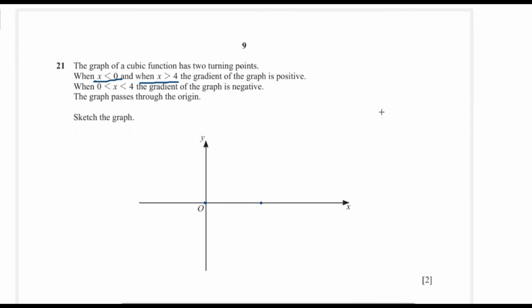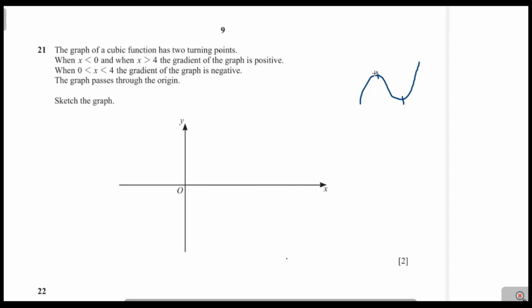Sketch the graph. Firstly, we draw a rough cubic graph. Now you can see here are two turning points. The gradient of the graph before this turning point is positive. Now you see here we take a tangent at this line. The gradient of the graph will be positive, and same here, after this turning point the gradient of this graph is also positive.